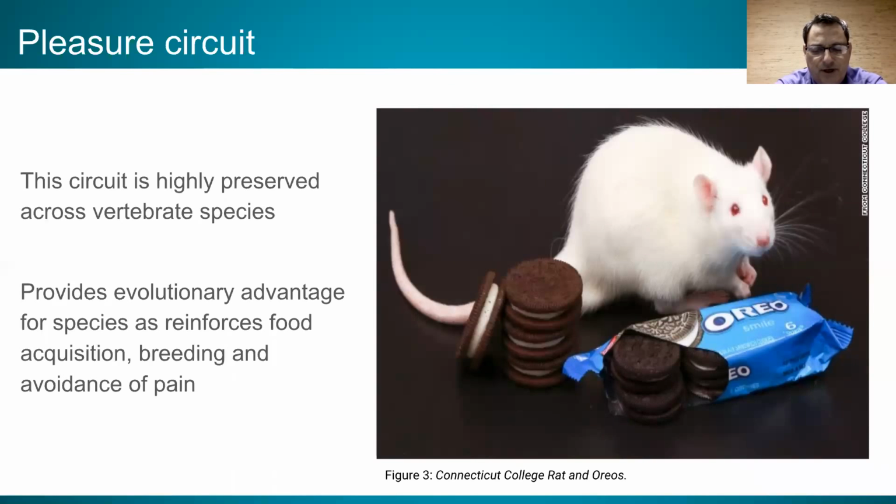is that it's an important system, and it provides evolutionary advantage for species as they're trying to compete for resources and mates and avoiding pain as well. Pain avoidance has been shown recently to actually be a source of reinforcement by the reward system.